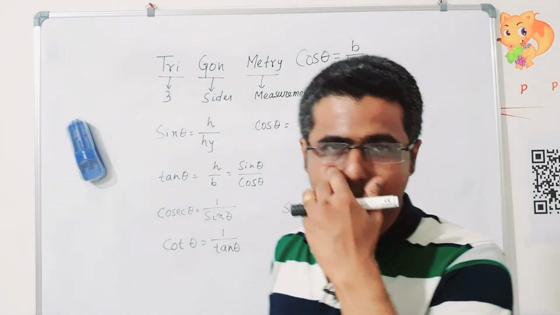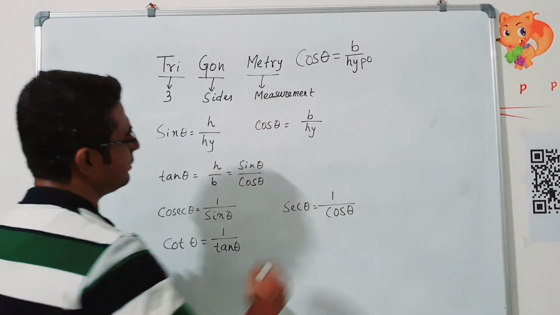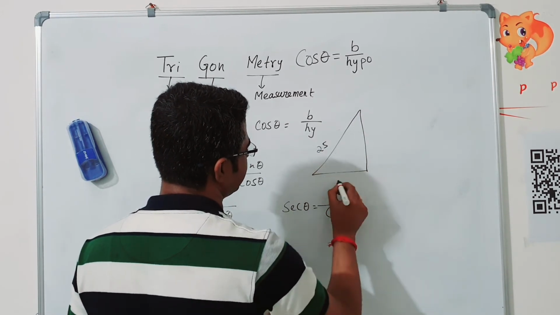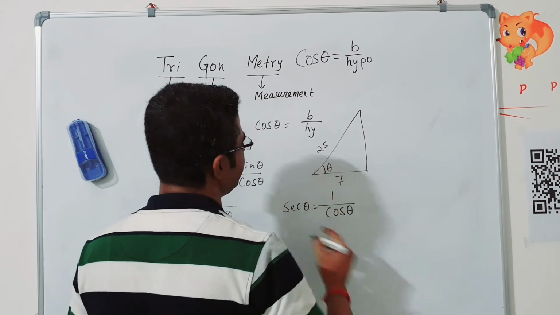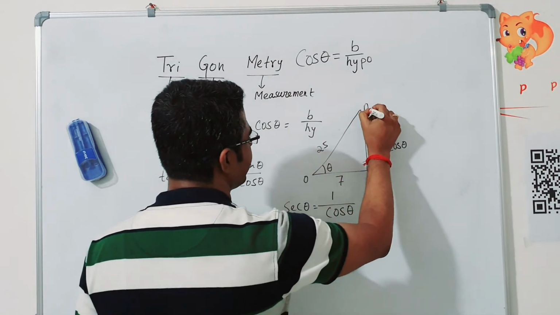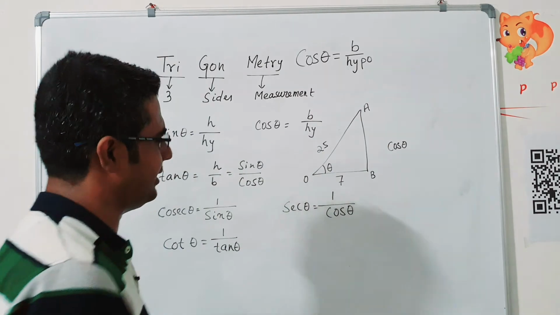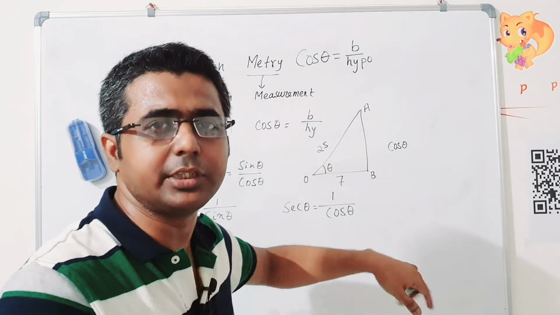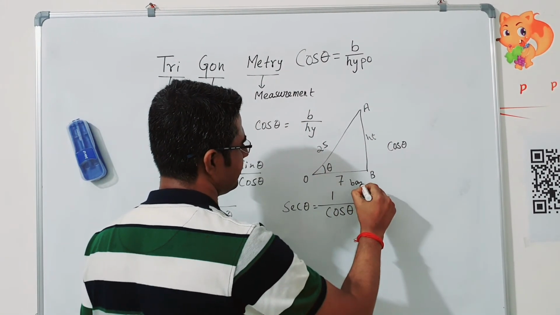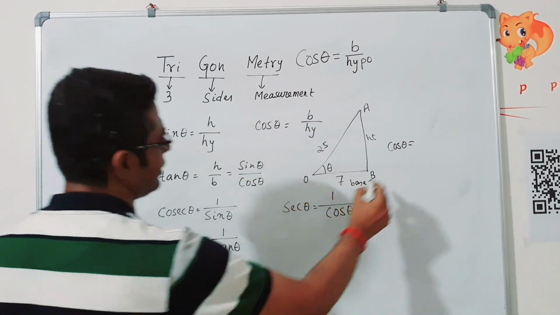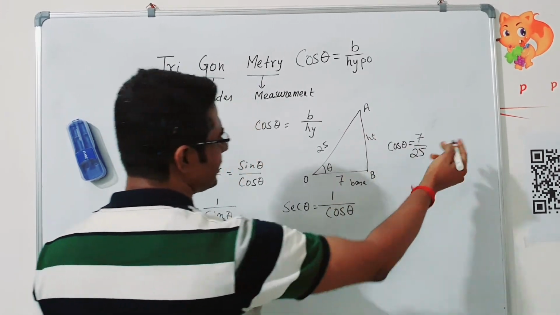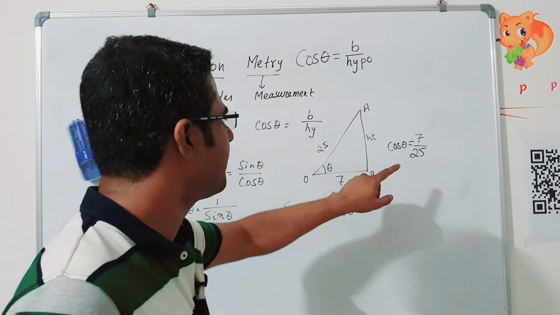Okay, so based on this, you just try to develop concepts like, if you are given a problem like this, suppose this is 25 centimeter, this is 7 centimeter, this is theta, and you have been asked to find out cos theta. So first you name it OAB. First of all you need to identify which is height. Height is the opposite of theta. Height means opposite, adjacent means base. So this is height, you can mark it, this is base. Okay, so cos theta is what? Cos theta is base by hypotenuse. So base is how much? 7 by hypotenuse 25. So this is cos theta. This is the ratio between base and hypotenuse.